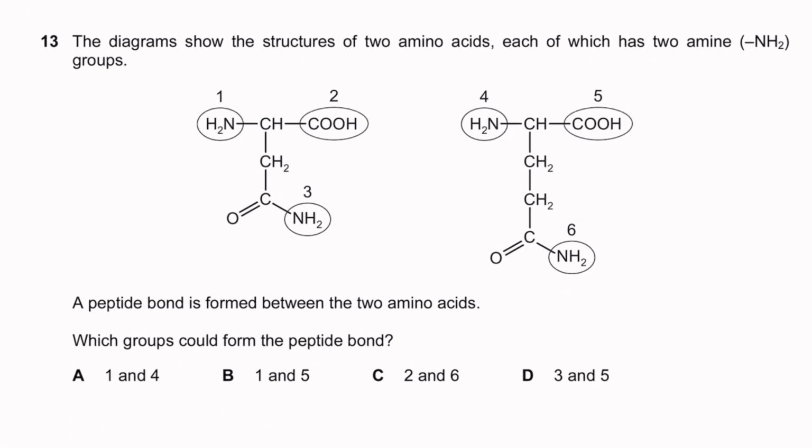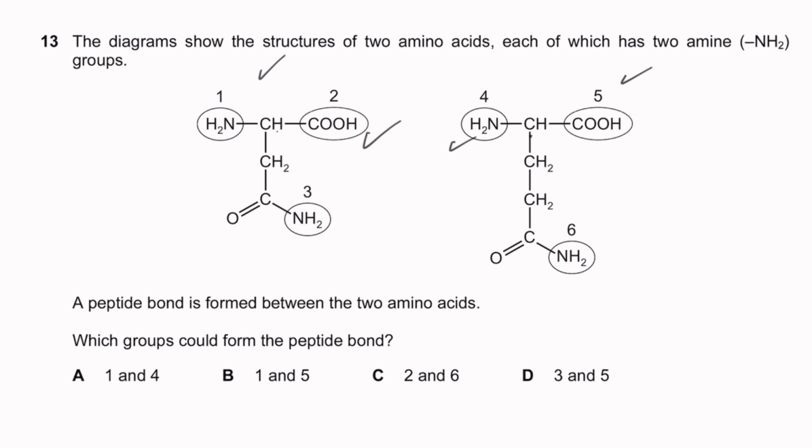The diagram shows the structure of 2 amino acids, each of which has 2 amine groups. A peptide bond is formed between 2 amino acids. Which groups could form the peptide bond? So here we look at CH and CH and... Okay, so obviously here the peptide bond is going to be formed between 2 and 4. It also could be formed between 1 and 5.